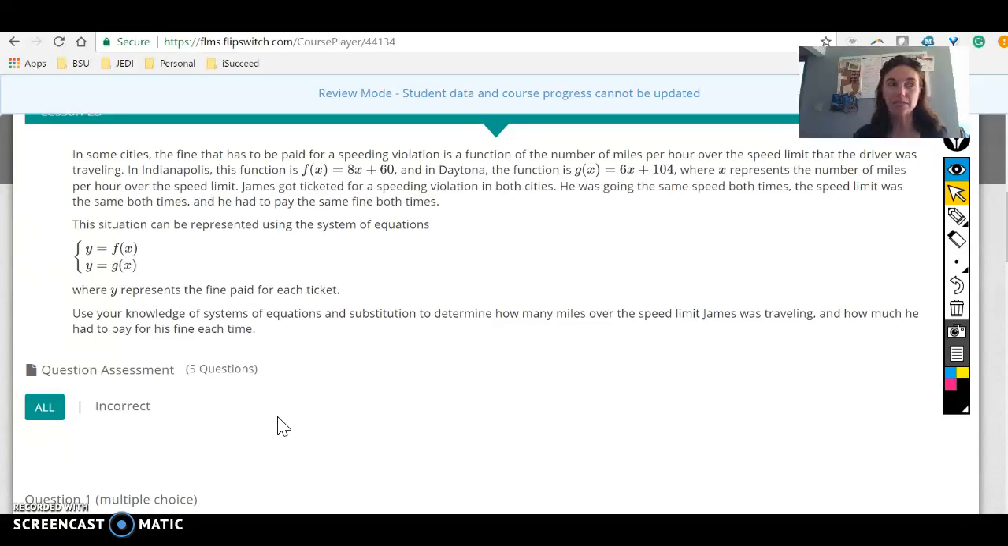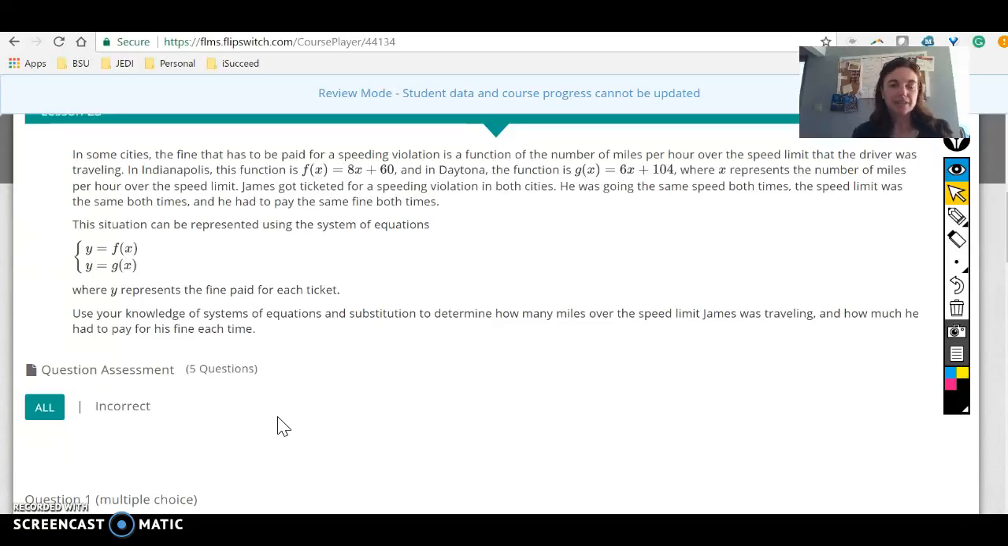We're still talking about solving systems of equations, and this time we're going to be using the substitution method. So far we've talked about graphing, we've talked about elimination, and now we're using substitution. So let's go ahead and tackle these problems.